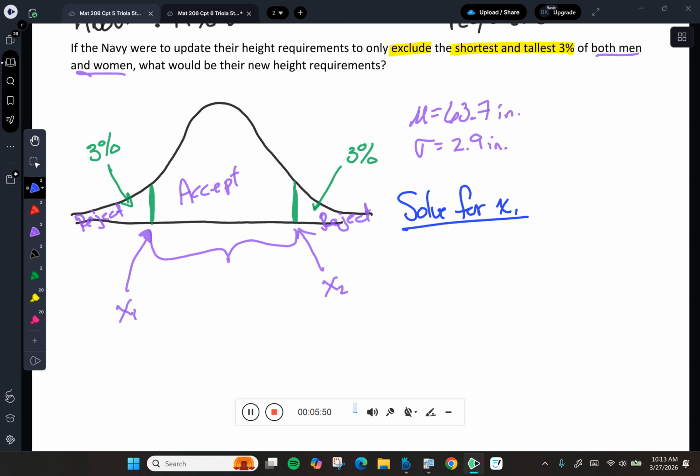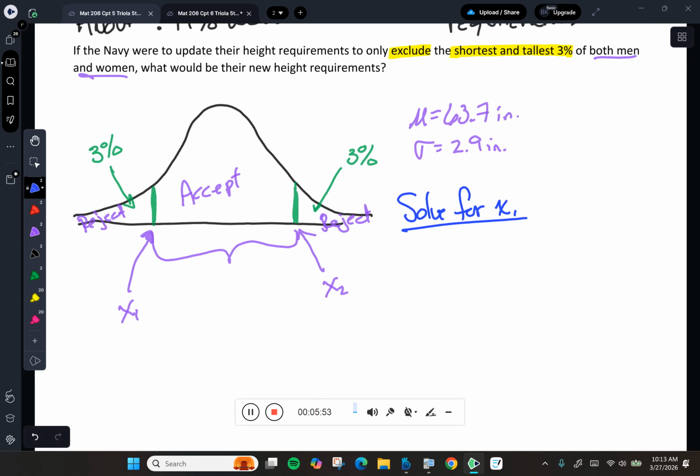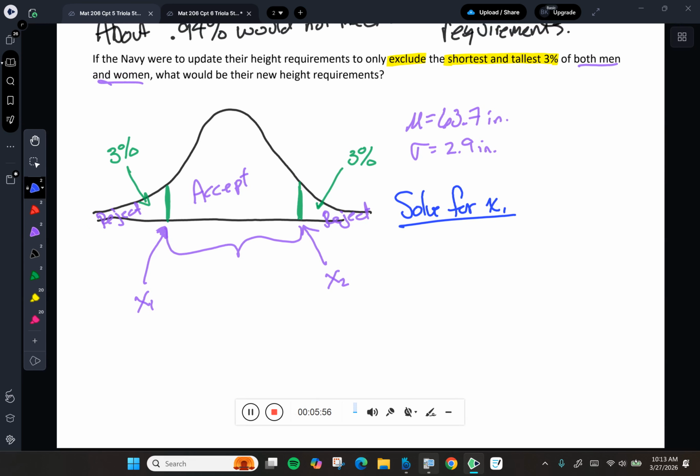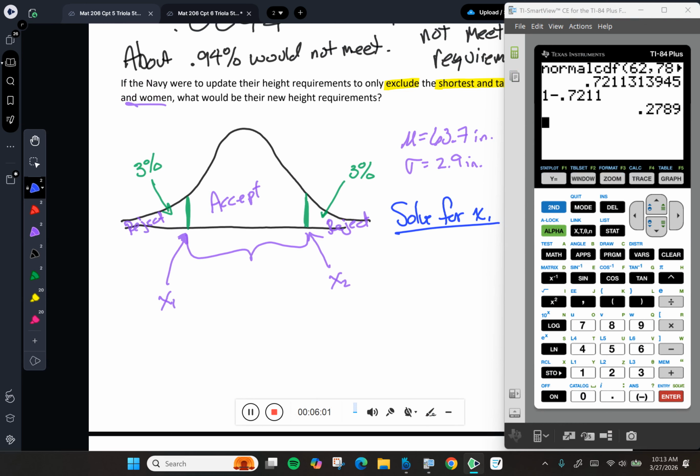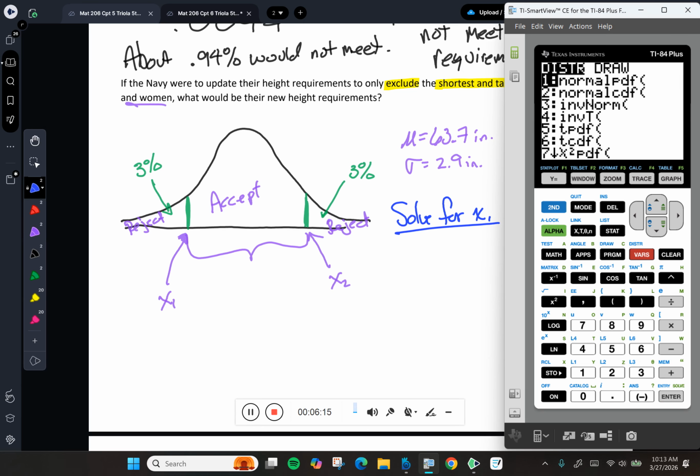The way that I'm going to solve for x sub 1 is I'm going to use the inverse normal command. And what the inverse normal command does is it takes what we've been doing and turns it backwards. What I mean by that is we've been putting in x's or z's and it's been giving us area. It's going to allow us to put in area and get out x's or z's, right? So I'm going to go back to that same distribution menu, but I'm going to grab that inverse normal command. And now it's going to ask me for the area. And since I'm solving for x sub 1, I'm going to give it that cumulative area that I want to get rid of. And that's the 0.03 for that 3%.